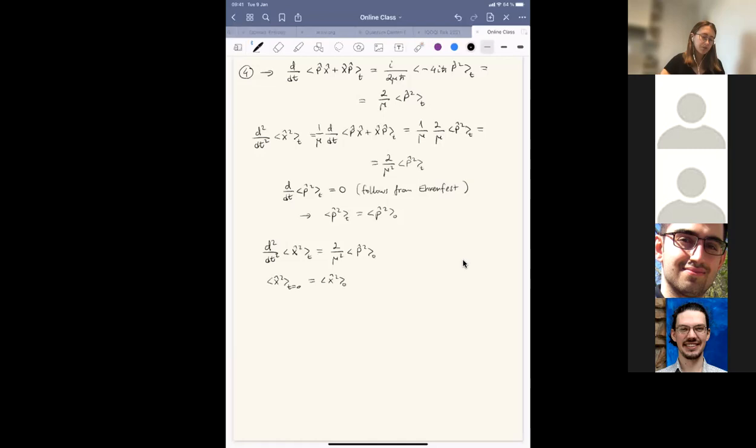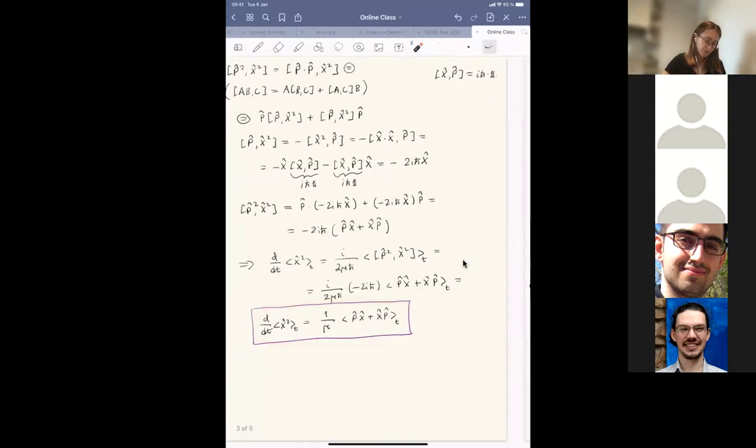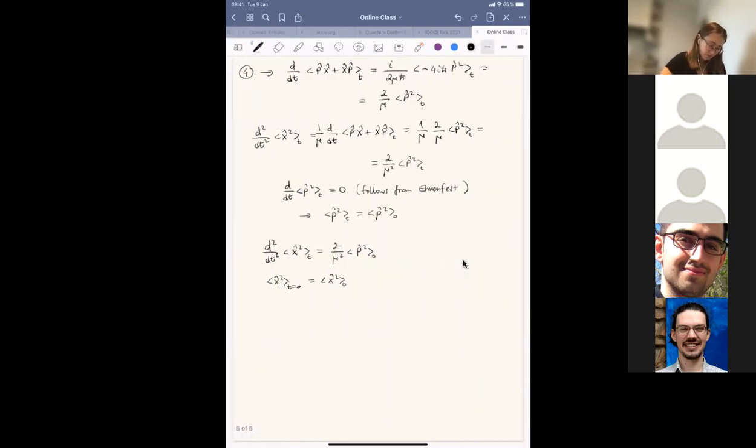And then the second initial condition is actually given to us by the differential equation for the first derivative of x squared. So what we have here is d by dt of the average of x squared at time t would be equal to 1 over mu times the average of xp plus px at time t, which means that the derivative of x squared at time zero should be equal to 1 over mu times xp plus px at time zero. That gives us the second initial condition.